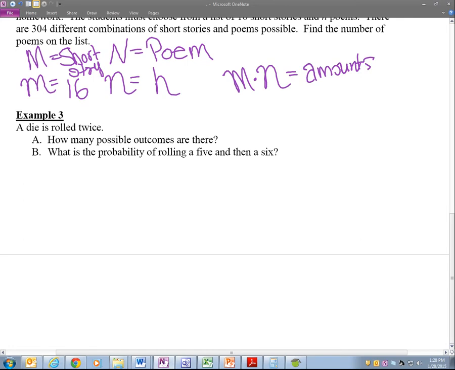Austin, what's my next step? Why isn't the combination part? No, the N is how many times the poem happens, and we don't know about that. It says they have to choose from 16 stories and H amount of poems.